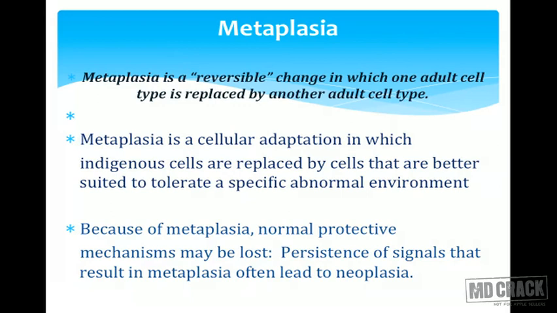For example, we have the pseudostratified ciliated respiratory epithelium in the bronchial tree. In chronic smokers, what will happen? This particular epithelium will undergo squamous metaplasia. So the normal respiratory protective mechanism is going to get lost. So metaplasia can cause loss of normal protective mechanisms, and persistent signals that result in metaplasia can predispose to the development of neoplasia.